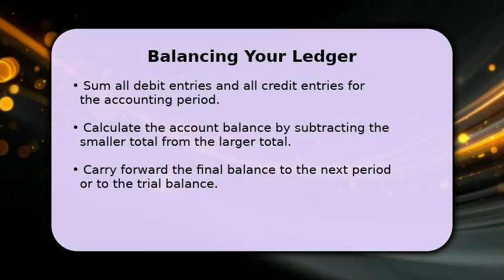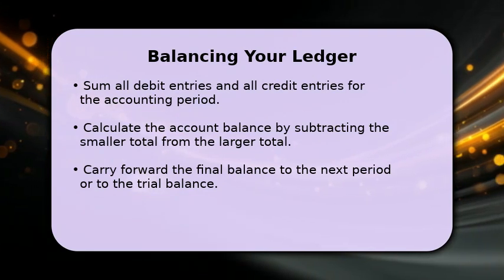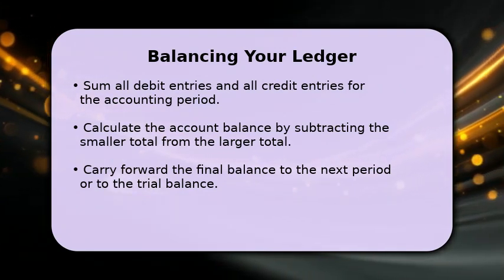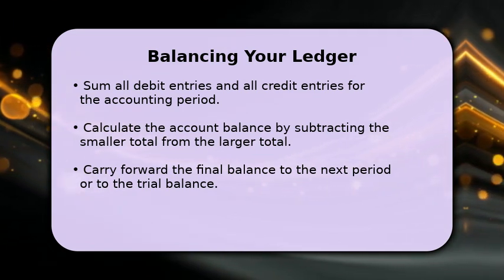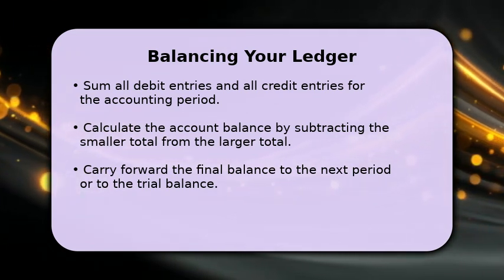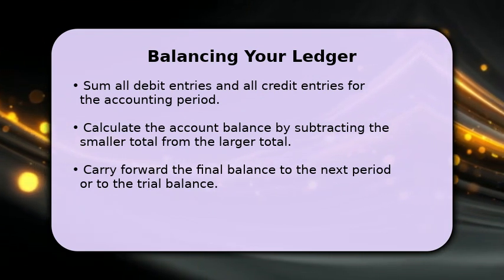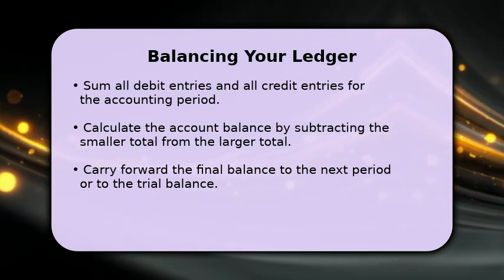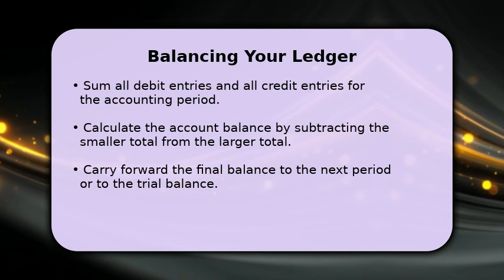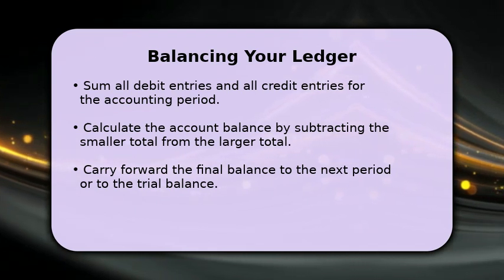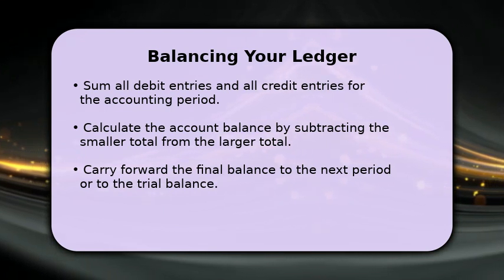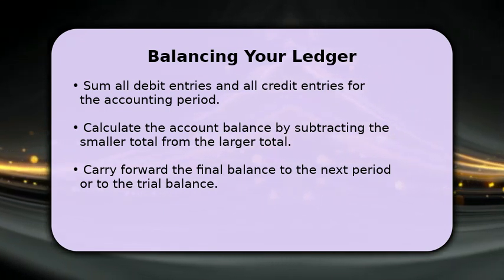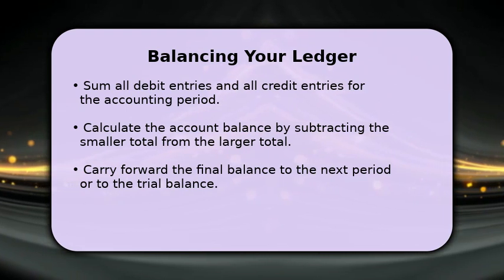To balance a ledger account, simply total all the debit entries and all the credit entries. The difference between these two totals gives you the account's ending balance. For instance, if debits total $1,000 and credits total $600, your account has a $400 debit balance. This balance is then used to prepare financial statements, providing a clear snapshot of your financial position.